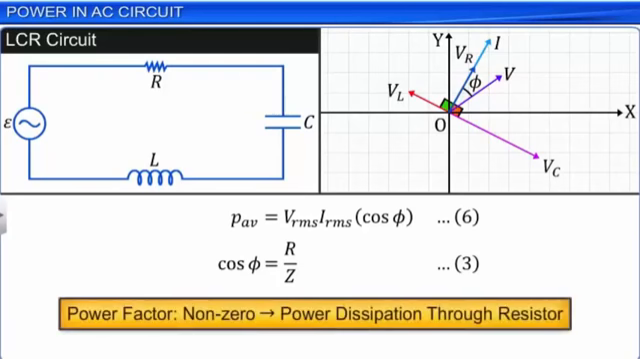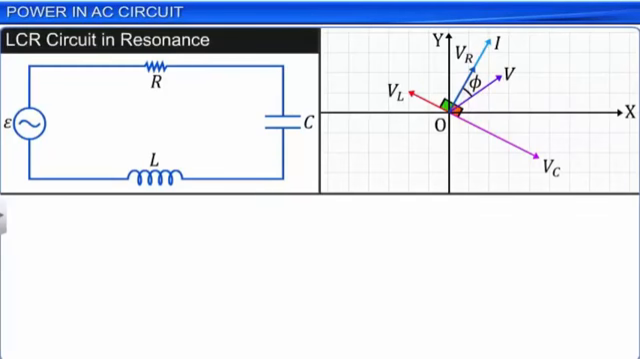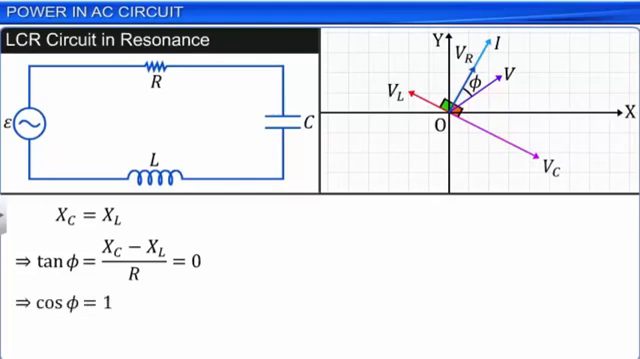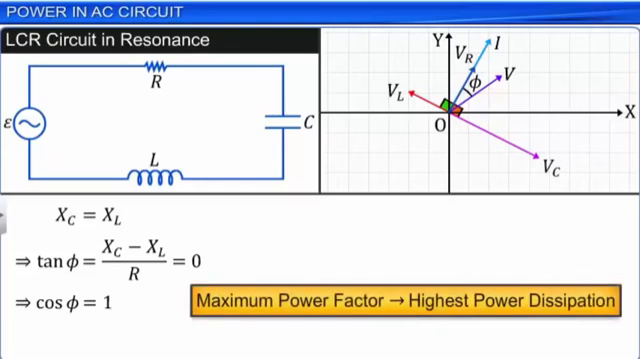If the LCR series AC circuit is in resonance, that is, the capacitive reactance XC is equal to the inductive reactance XL, then we know that the value of tan phi reduces to 0. This implies that the value of phi is 0, and hence the power factor cos phi is equal to 1. Hence, the power dissipation in an LCR circuit is the maximum as the power factor becomes unity. The average power, in this case, is equal to the product of Vrms and Irms.